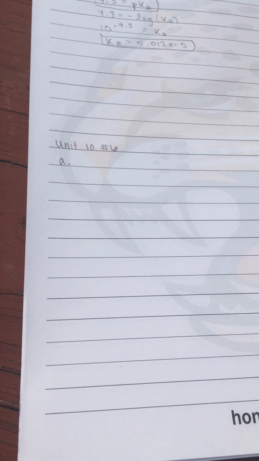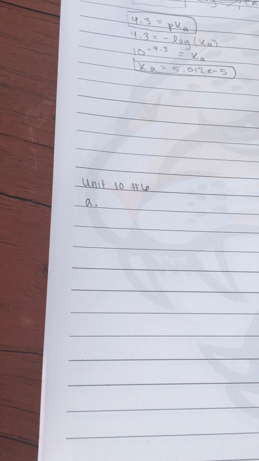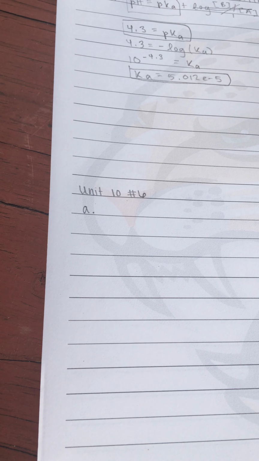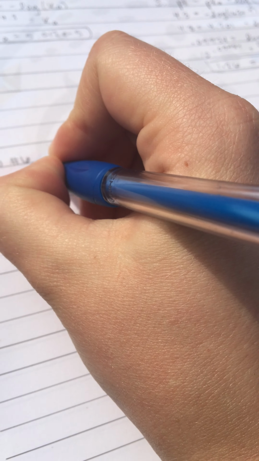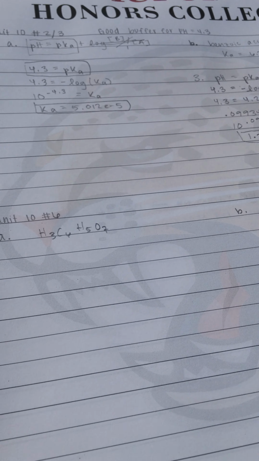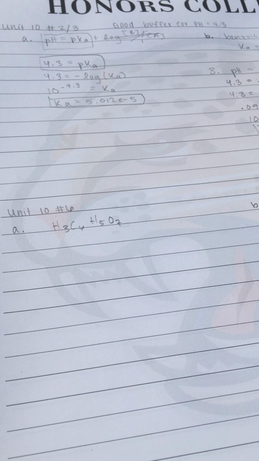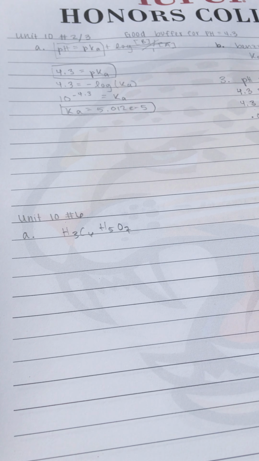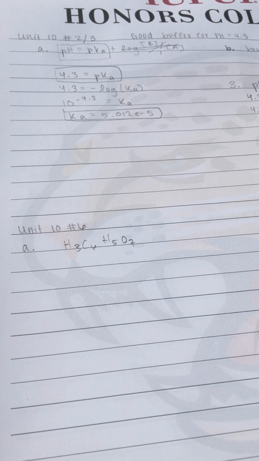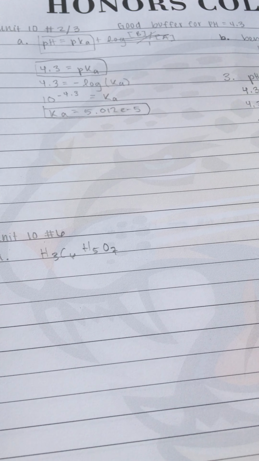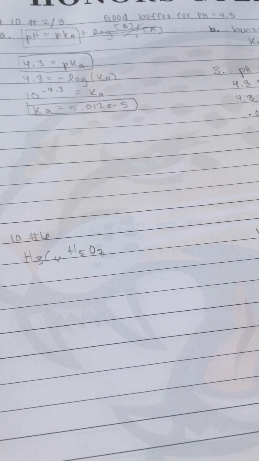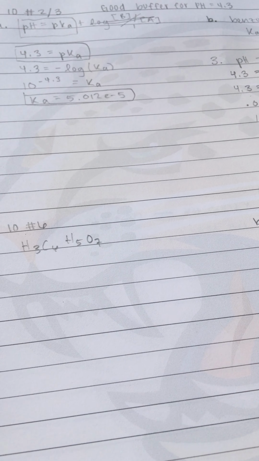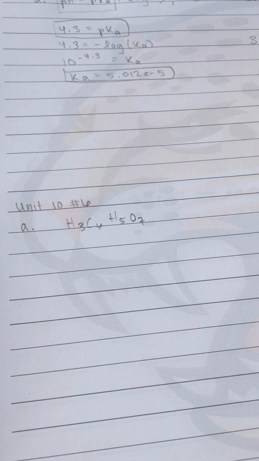Okay, so the next problem is Unit 10, number 6. It says consider citric acid, which is H3C6H5O7. And then it asks at what buffered pH would H3C6H5O7, citric acid, and its conjugate base of H2C6H5O7 minus have the same concentration.